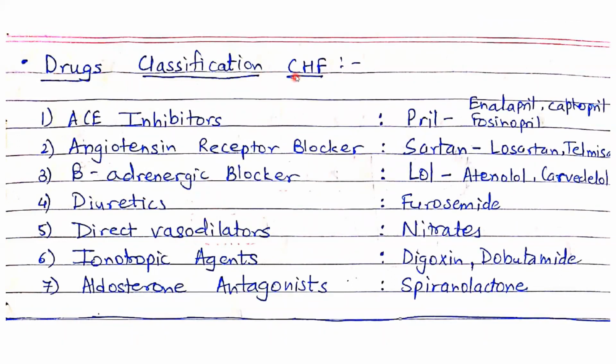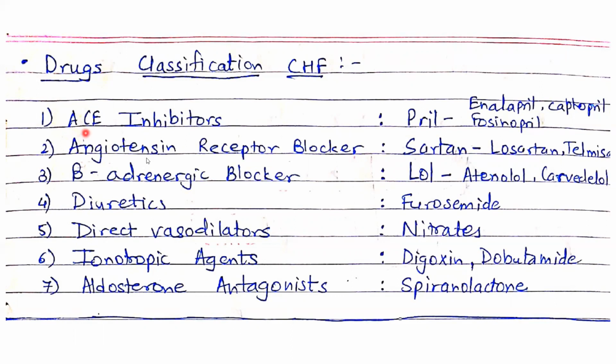The treatments used for congestive heart failure are: first, ACE inhibitors. The full form of ACE is angiotensin converting enzyme inhibitors. These drugs always end with pril. So enalapril, captopril, fosinopril. In your question paper, there are questions such as explain the pharmacotherapy of enalapril, or explain the pharmacology of enalapril. So first you need to remember what enalapril is and which class it belongs to. When it ends with pril, it is an ACE inhibitor.